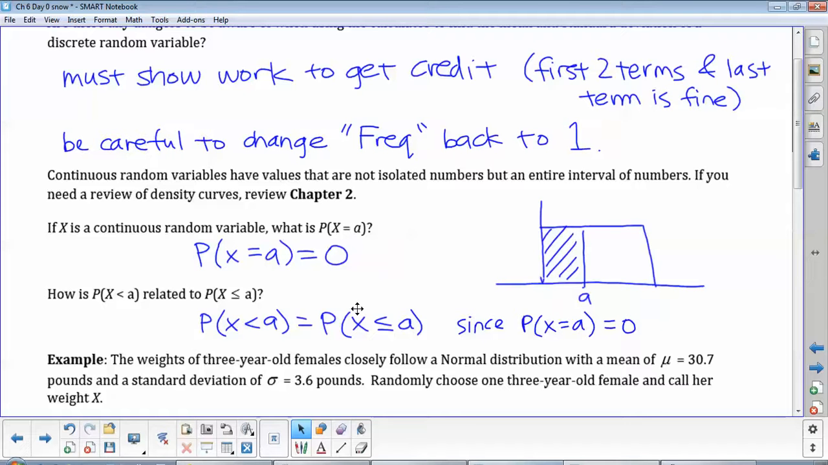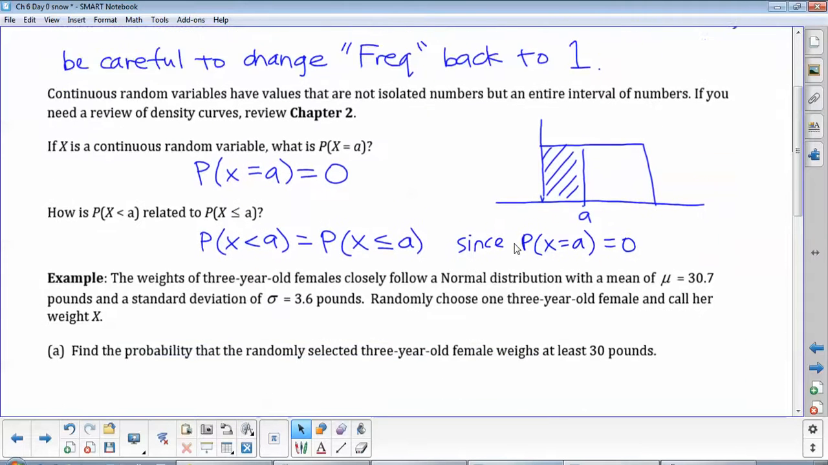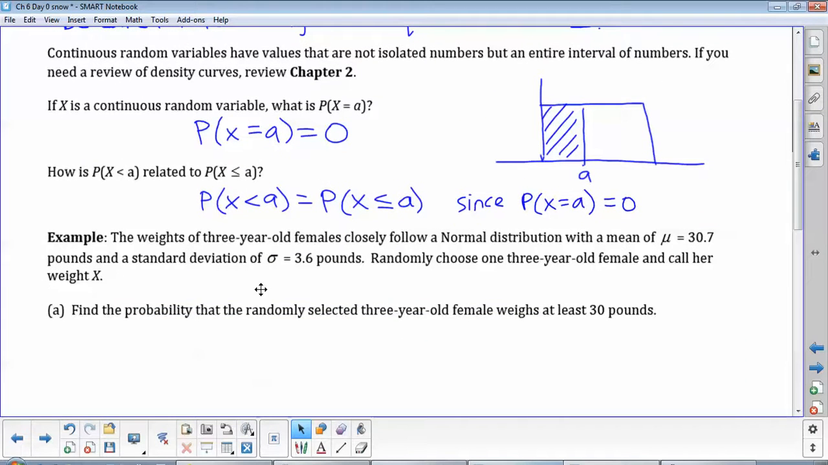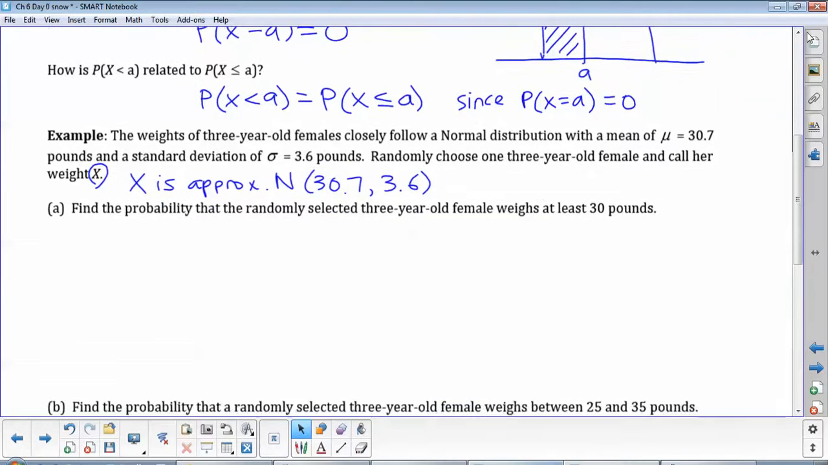Okay, hopefully you actually checked your answers. So here we're dealing with a normal distribution with a mean of 30.7 and a standard deviation of 3.6. So I'm going to go ahead and write that down so that I don't have to go back and read that again. So I know that x is going to be approximately normal, with that mean and that standard deviation. Find the probability that a randomly selected 3-year-old female weighs at least 30 pounds.